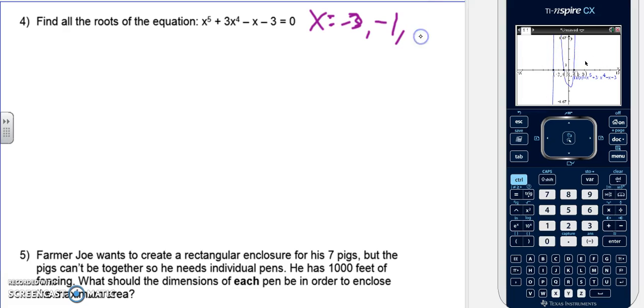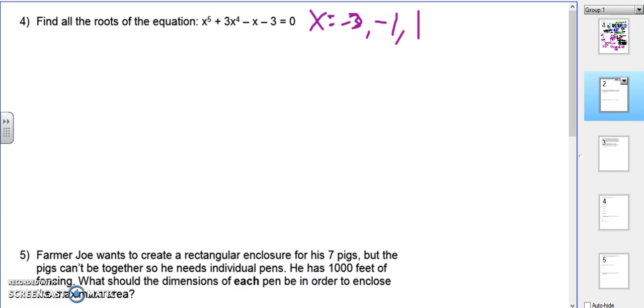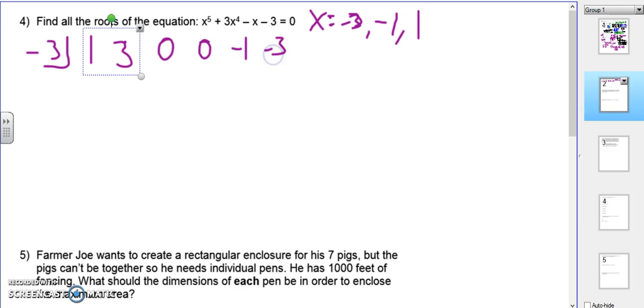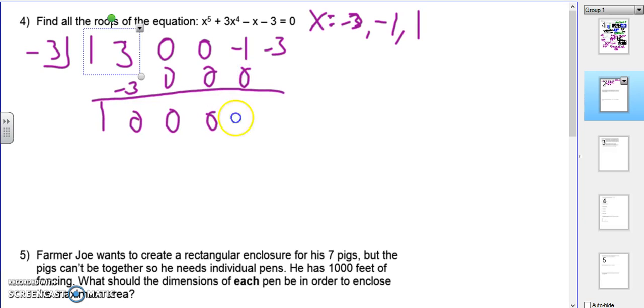Looks like 1. All right, so it doesn't matter what number you start with in synthetic division. I'm going to start with -3. So I'm going to put -3 in the box. Now, the coefficients, I have a 1, then a 3, then there's 0x to the 3rd and 0x squared, then a -1, then a -3. So just be careful of that. Bring down the 1. Let's multiply, add, multiply, add, multiply, add, multiply, add, multiply, add. Yay! I know it's a root because I got 0.